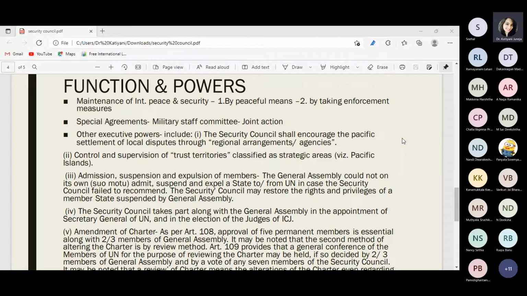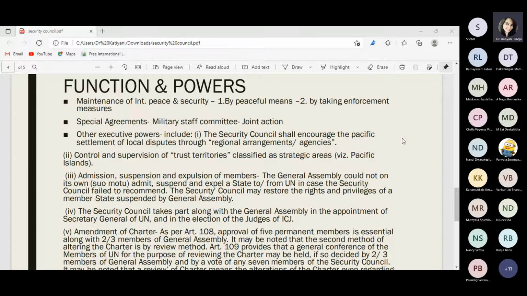The second stage is investigation. We have already read about this in the previous unit. So this is the functional aspect of the Security Council now, the powers as well as the functioning of these powers. Second is the investigation of the dispute. Investigation is done by the Security Council. The task is actually given to the commission, as we have already read about it.